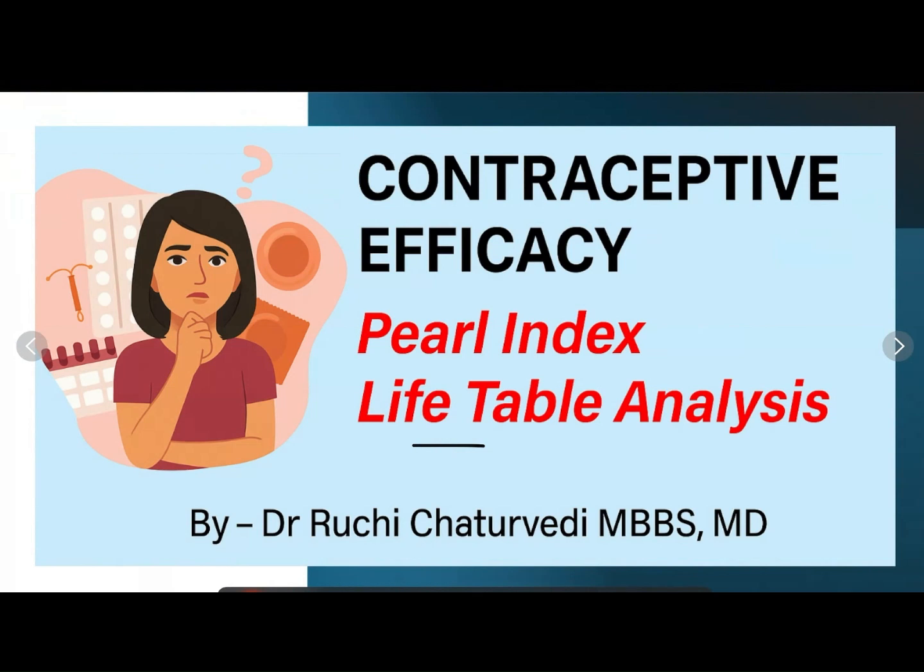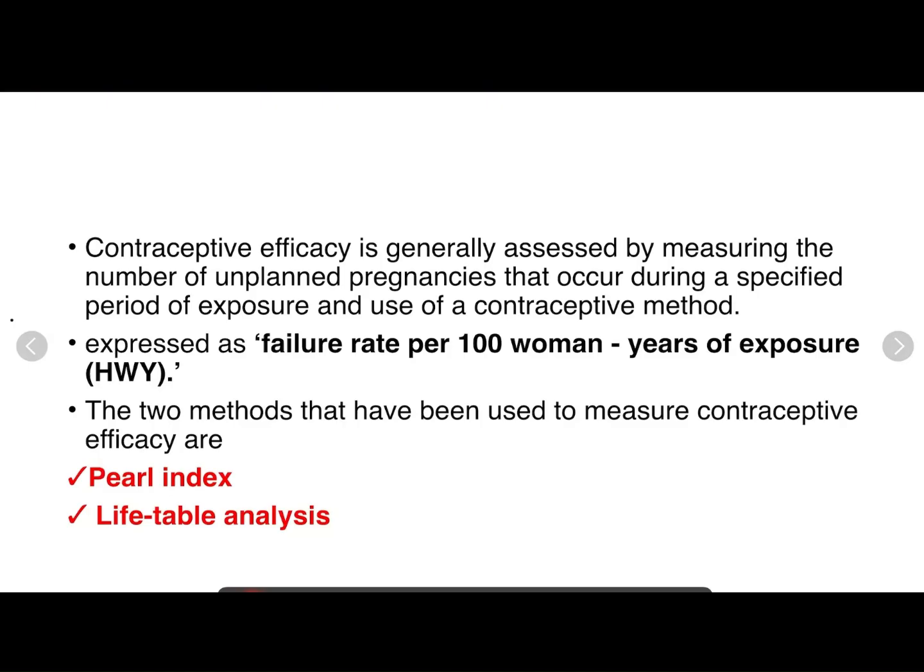In today's video, we will learn about contraceptive efficacy, which can be measured by the Pearl Index and life table analysis. So, contraceptive efficacy is generally assessed by measuring the number of unplanned pregnancies that occur during a specified duration of exposure and the use of a contraceptive method. And it is expressed as a failure rate per 100 women years of exposure. So this is important, how it is expressed, the unit of contraceptive efficacy.